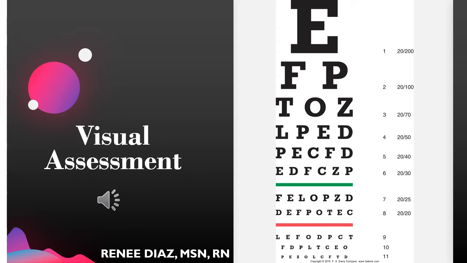This voiceover is going to cover visual assessment. It will include a brief review of the eye's anatomy, of its structure, and how it works. It'll also discuss how the eye is assessed, how it can be protected, and age-related concerns. The other two voiceovers will cover visual disorders and hearing impairments.